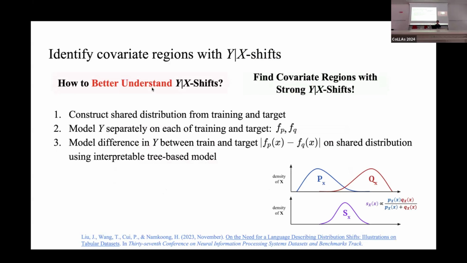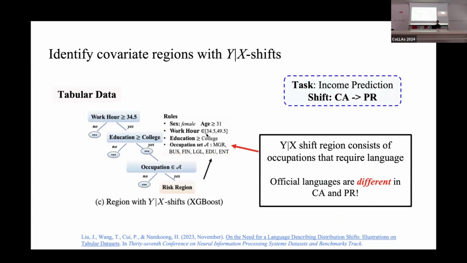The key idea is we need to find some covariance region, and the algorithm is like this. First, as in the method before, we construct the shared distribution on Sx, and then we model y separately on each of the training and target functions, like fp and fq, and then we calculate the difference in y between training and target on this shared distribution. And then we could fit a simple decision tree to predict this gap. And the result is like this.